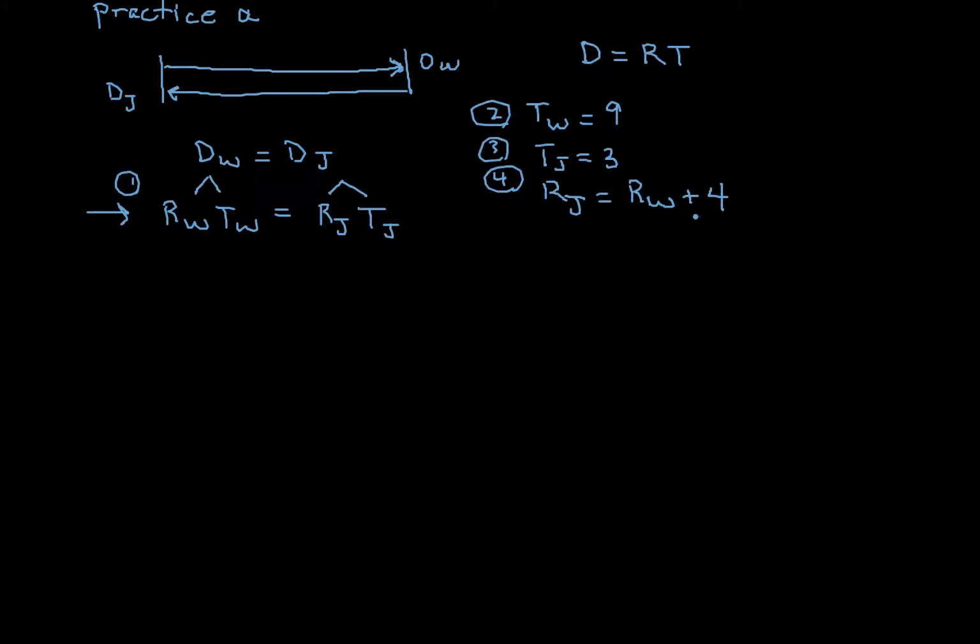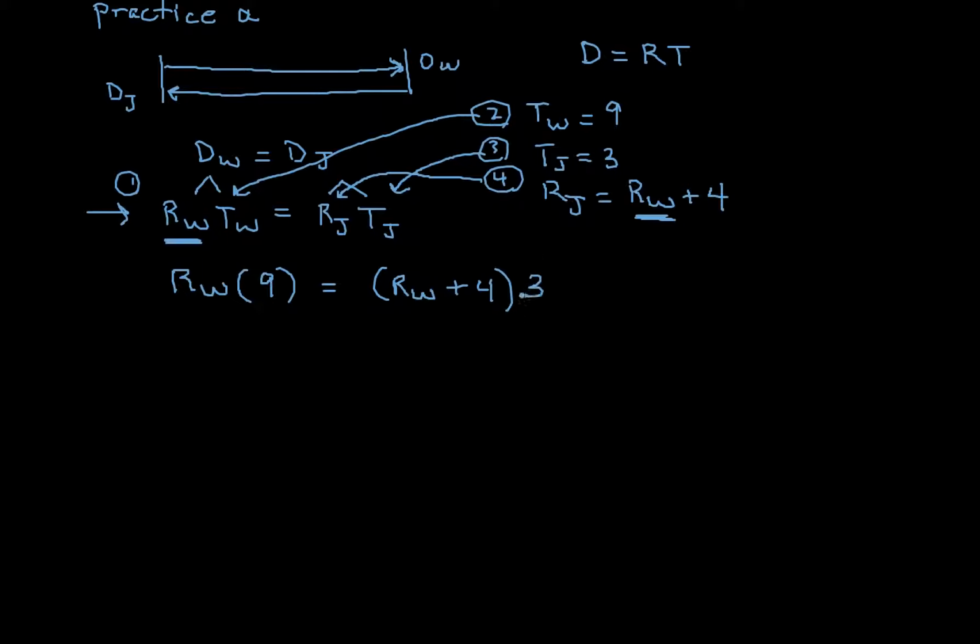Now we have our 3 equations. What we're going to do is substitute it all in. So TW is 9, so we put that in where the TW is. TJ is 3, so we put that where the TJ is. And RJ equals RW plus 4, so that goes in there. RW, we're going to leave that variable in because we get to leave one variable in. We leave this one in because RJ is in terms of RW. So we put RW, TW is 9, rate jogging is RW plus 4, time jogging is 3. Now once you have that, you have one variable, one equation, and you simply solve it.